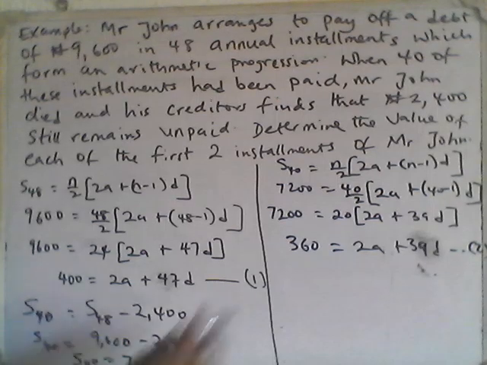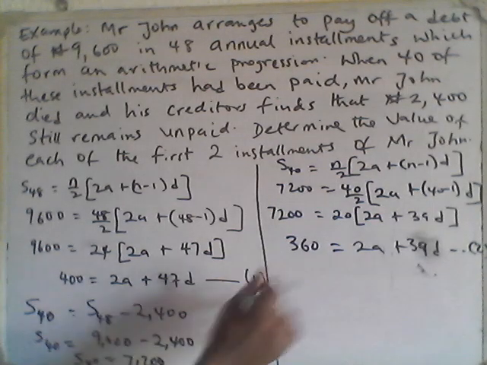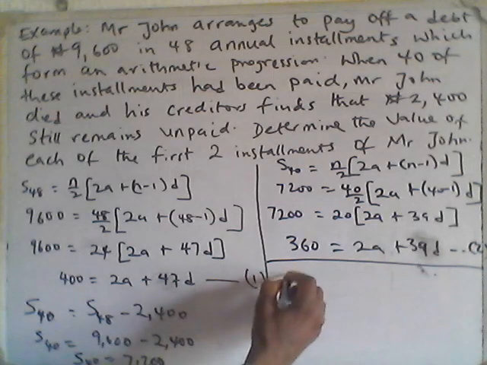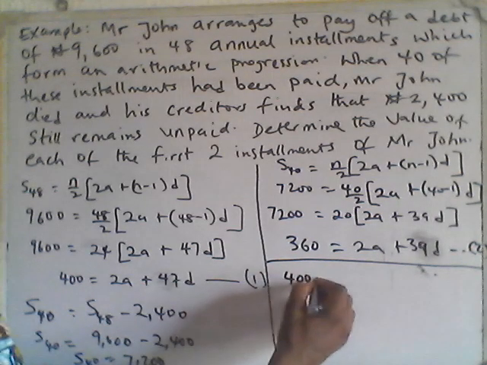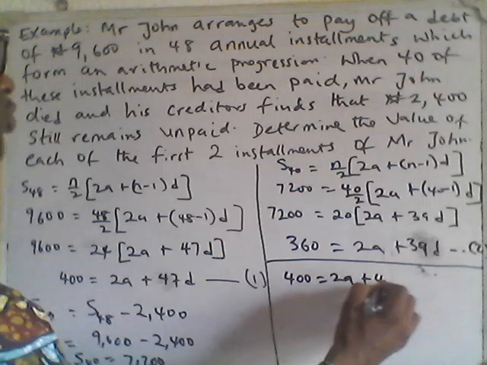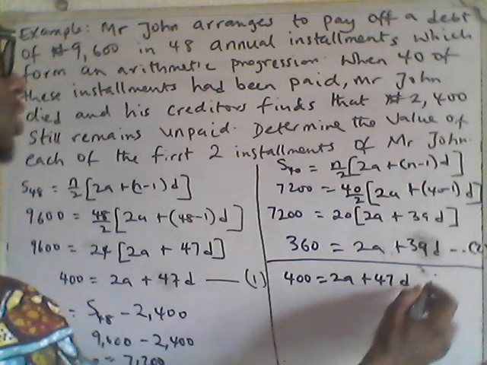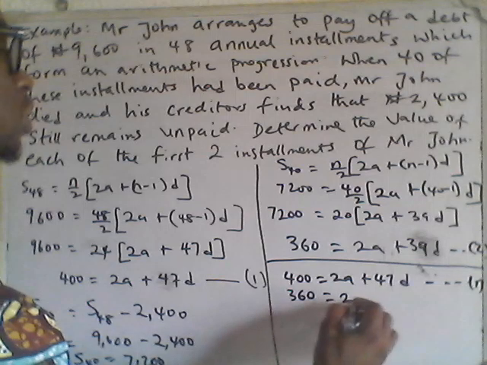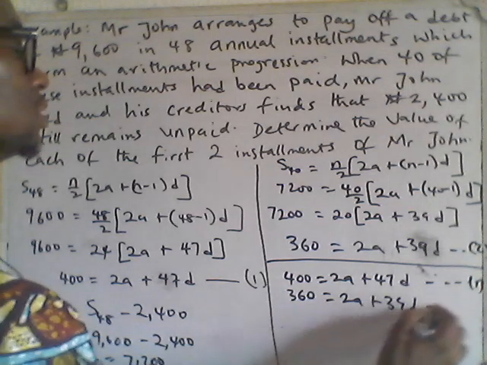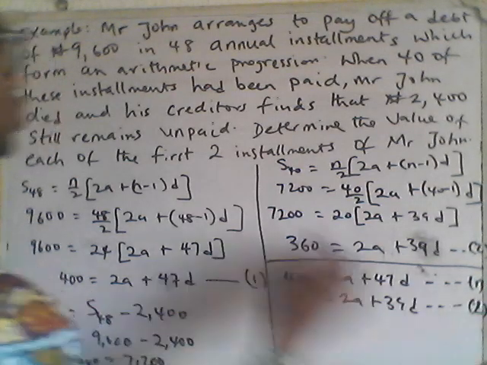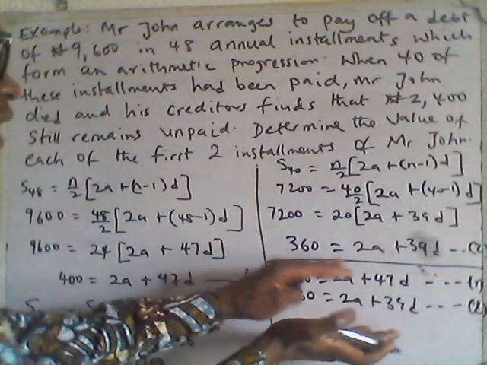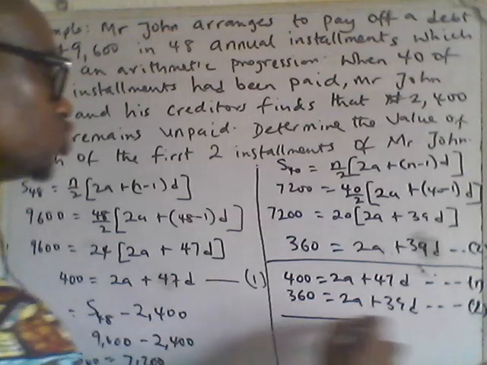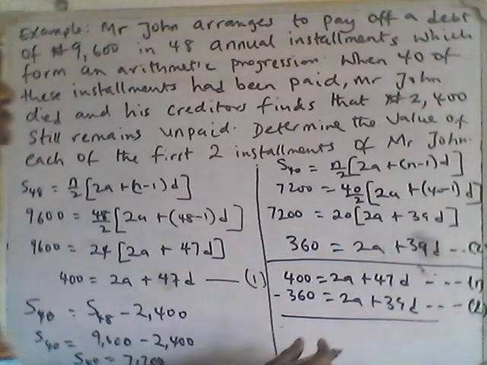I'm going to bring them here. Equation 1 is 400 equals 2a plus 47d. This is equation 1. Then equation 2, 360 equals 2a plus 39d. So let's focus on this, because all of these crystallize to give us these two. I will just do subtraction of the two equations.